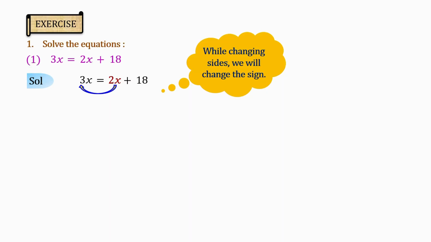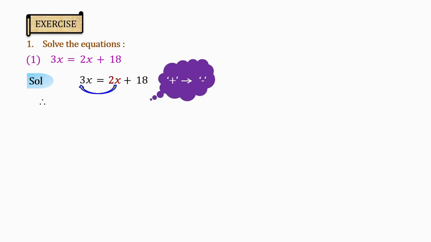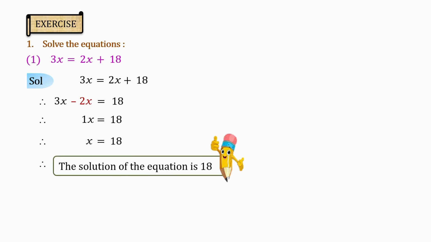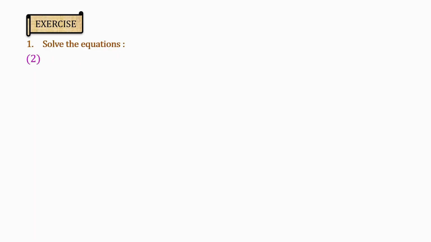So now we are going to change the sign of it. So this becomes minus. So 3x minus 2x equal to 18. Hence x equal to 18. So the solution of the equation is 18 over here. Now let us take a look at the question number 2.